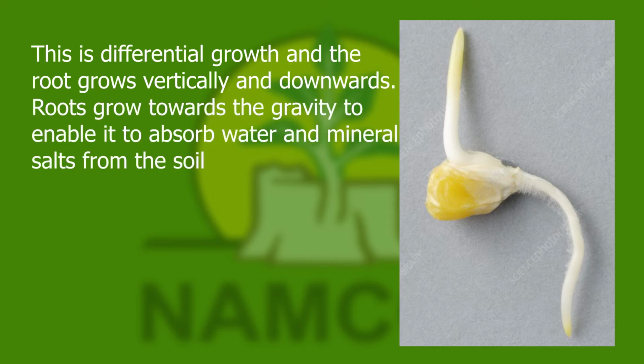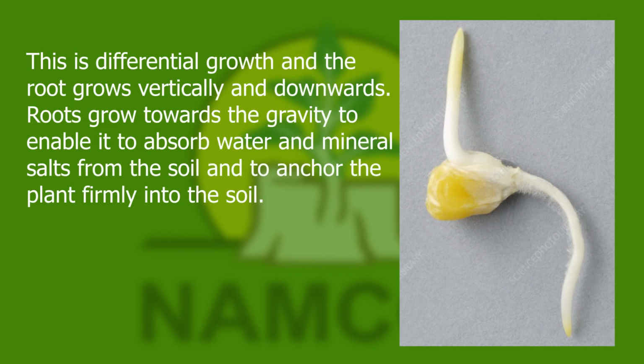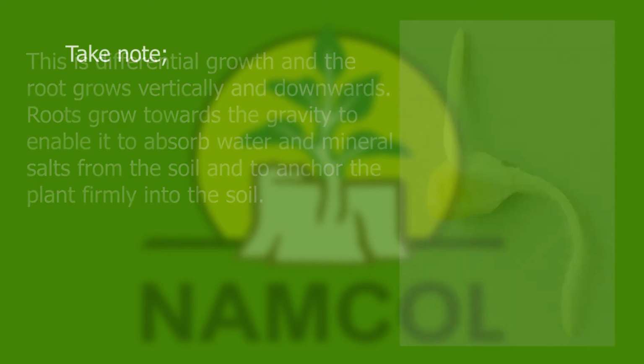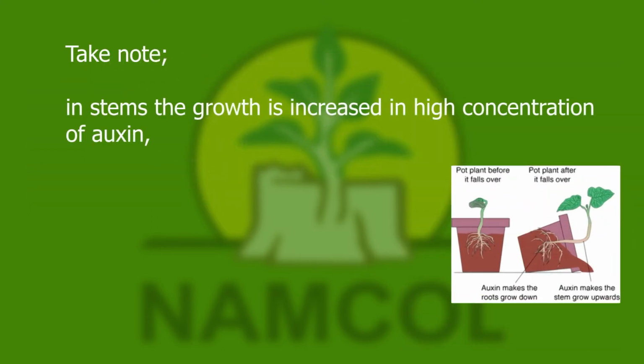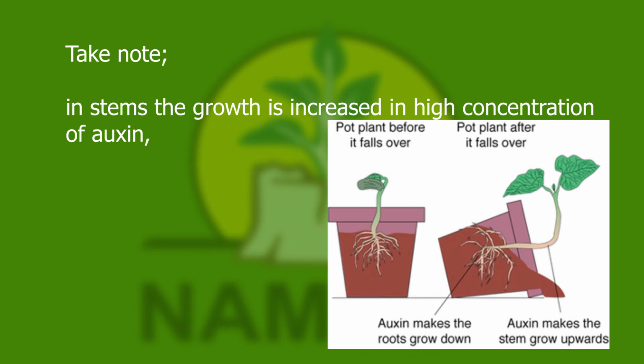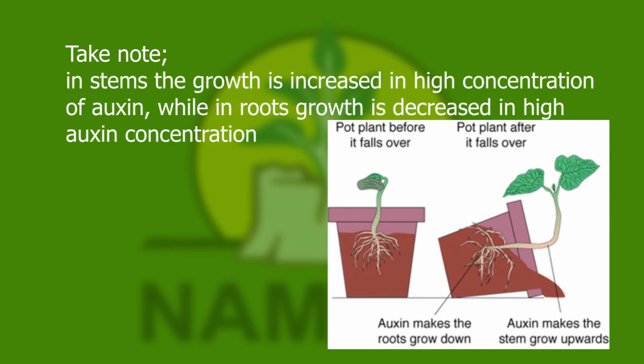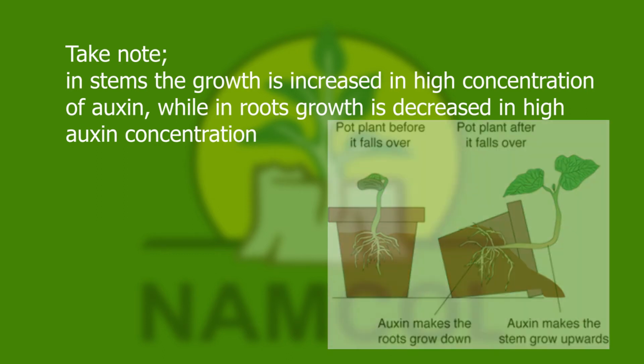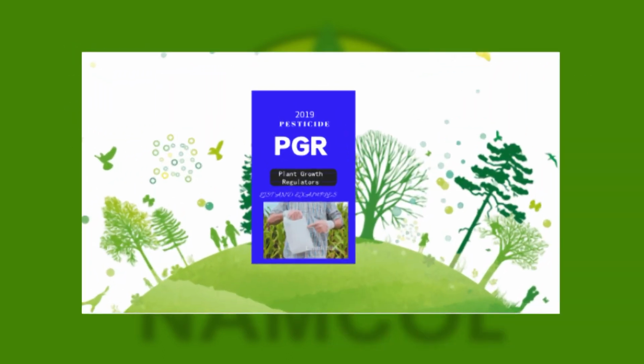Roots grow towards gravity to enable them to absorb water and mineral salts from the soil and to anchor the plant firmly into the soil. Take note, in stems, the growth is increased in high concentration of auxin, while in roots, growth is decreased in high concentration of auxin. How is auxin used as weed killers?